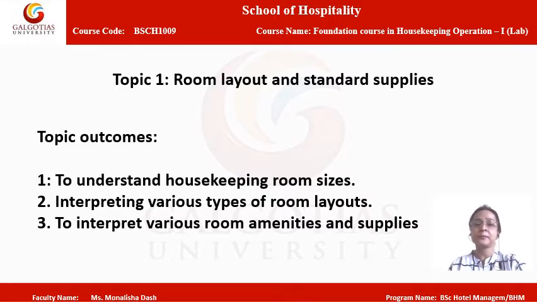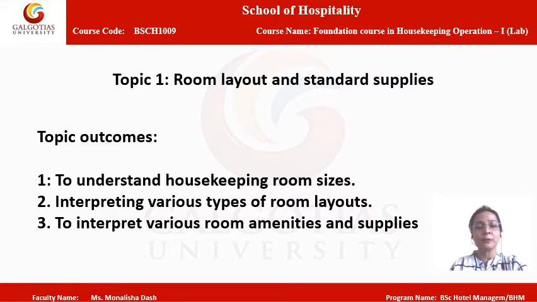So before we proceed towards the room layout and what the standard supplies are in five-star hotel guest rooms, we have to go through a few outcomes. Topic outcome means, after studying this particular topic, what learning outcome you are receiving. The first one is to understand the housekeeping room sizes. When we talk about housekeeping rooms, it means the guest rooms in a hotel, and hotel means a five-star hotel.